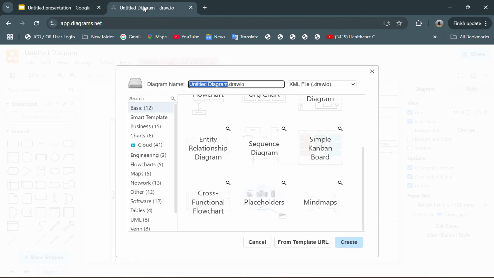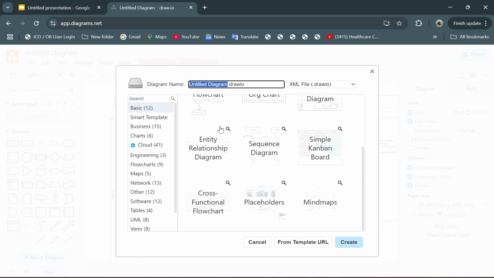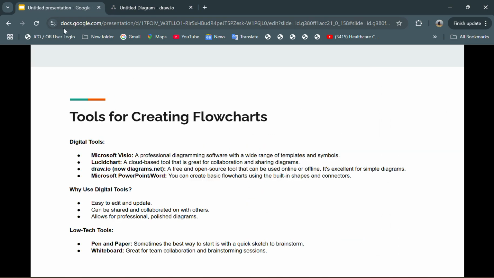So there are others: entity relationship diagram, sequence diagram, simple board, organizational chart, flow chart, cross functional diagram, placeholder, mind map. These are the different types of diagrams we need to draw.